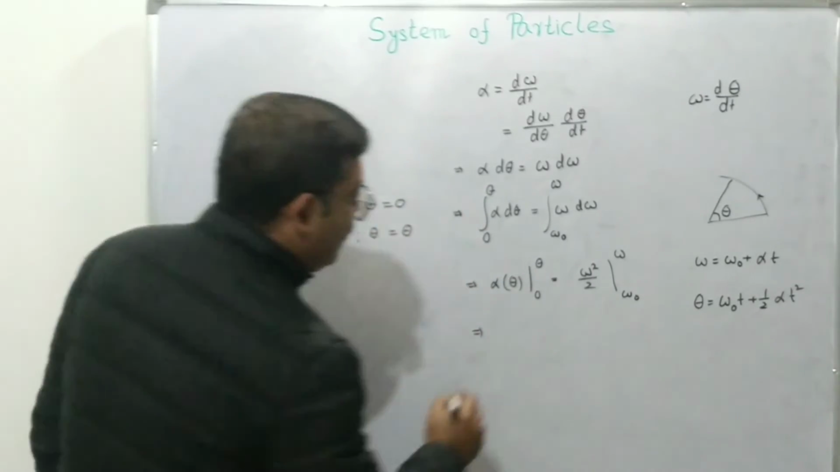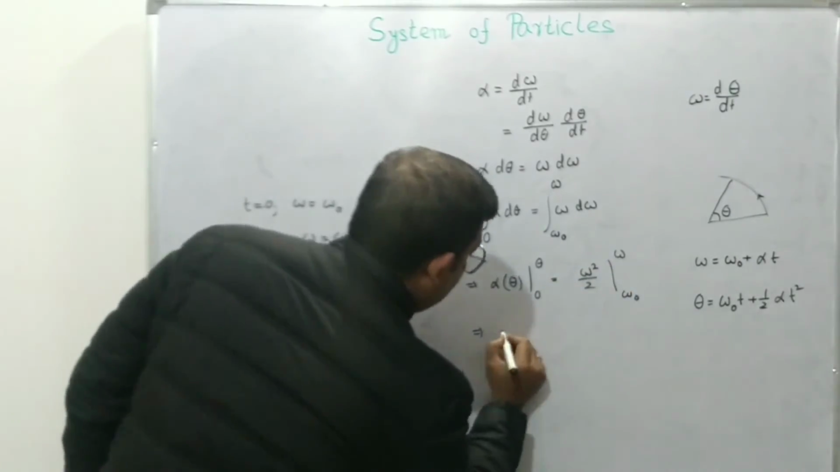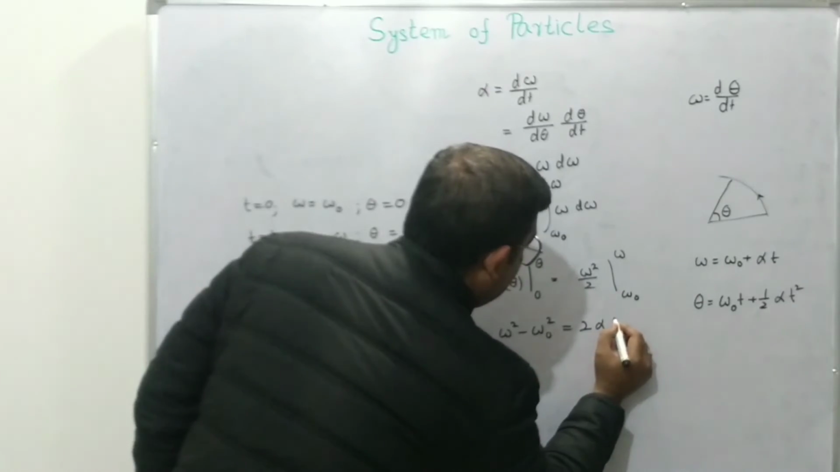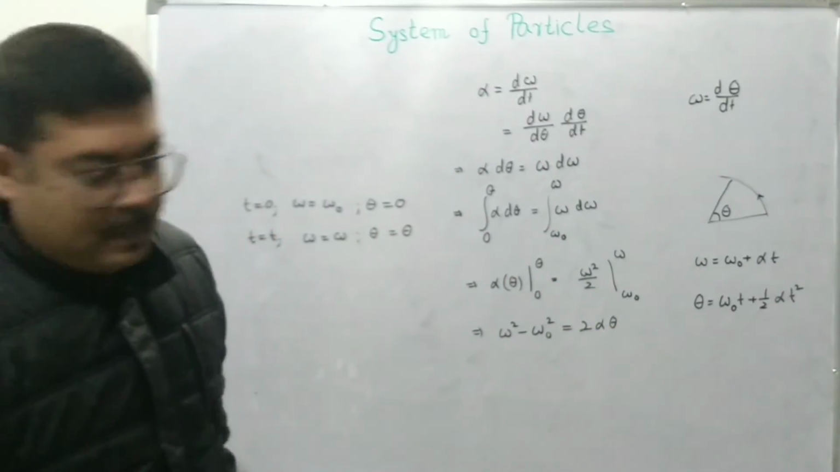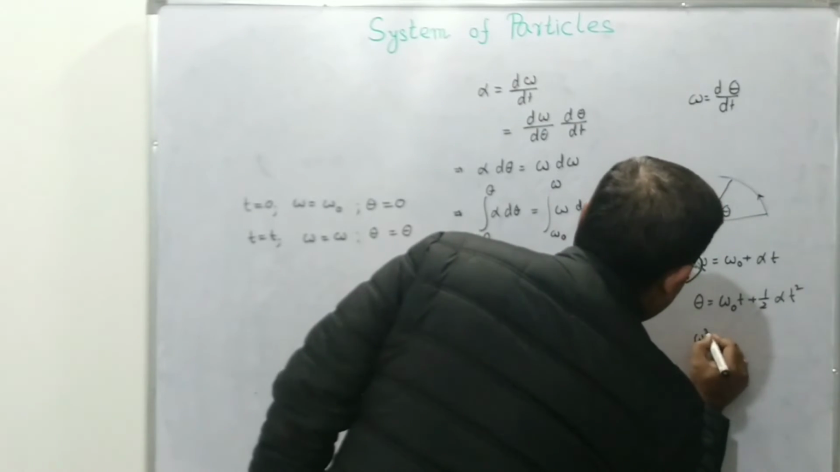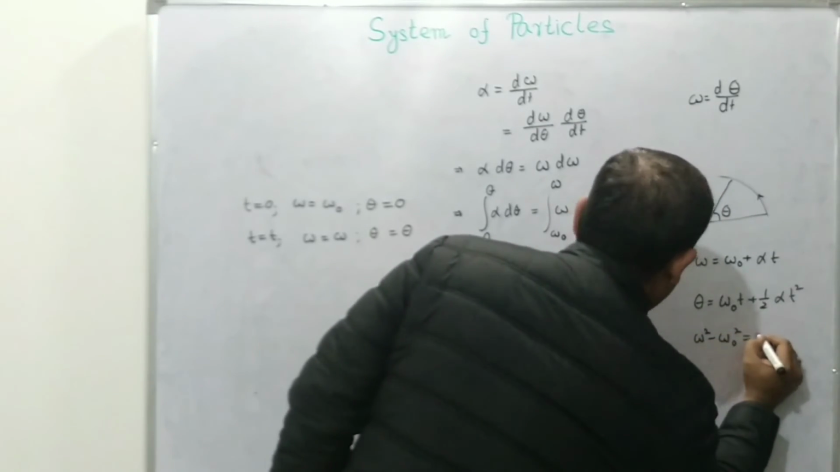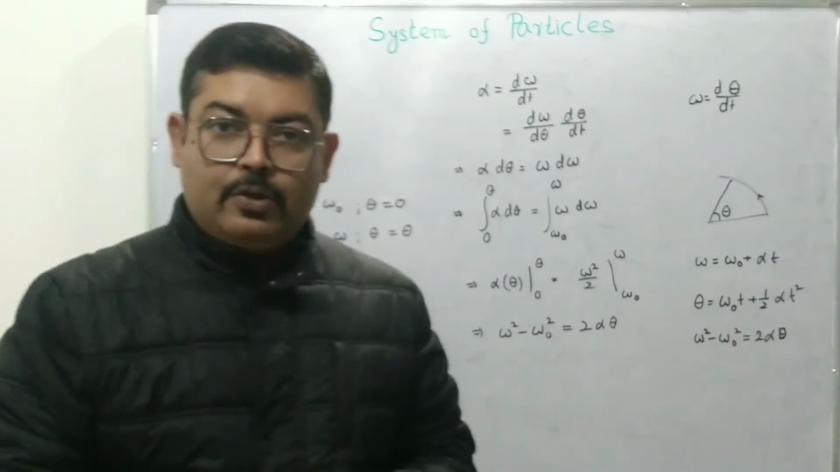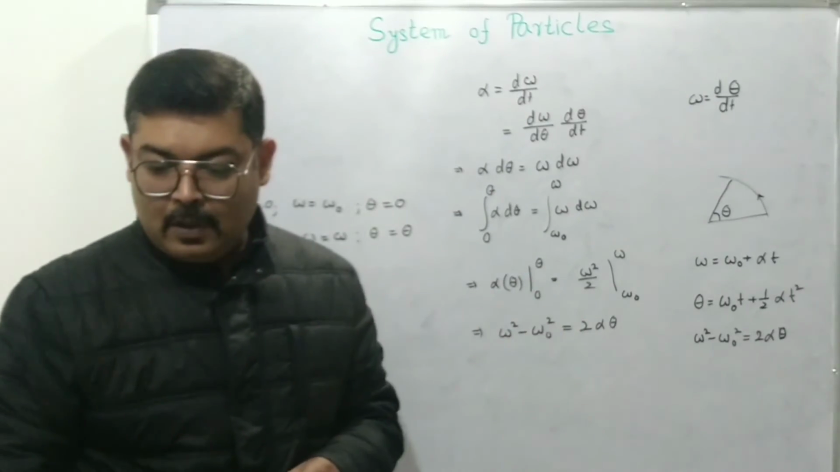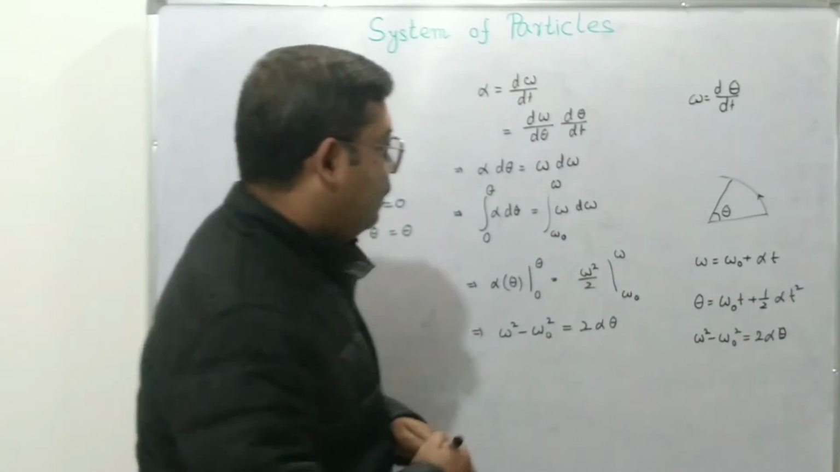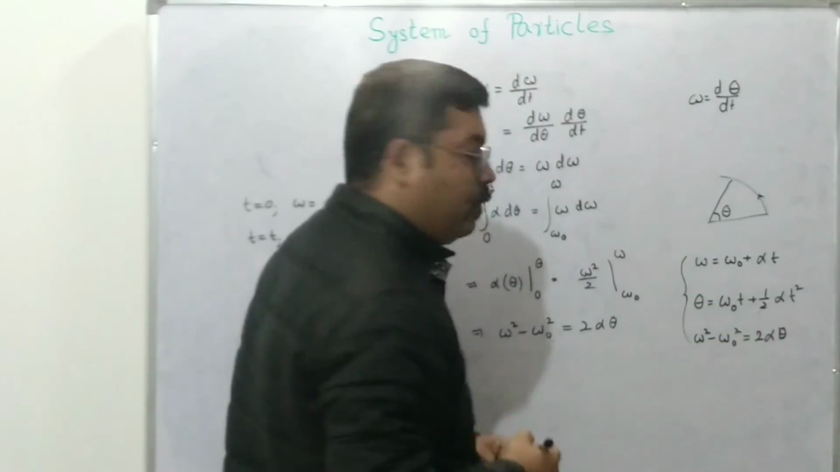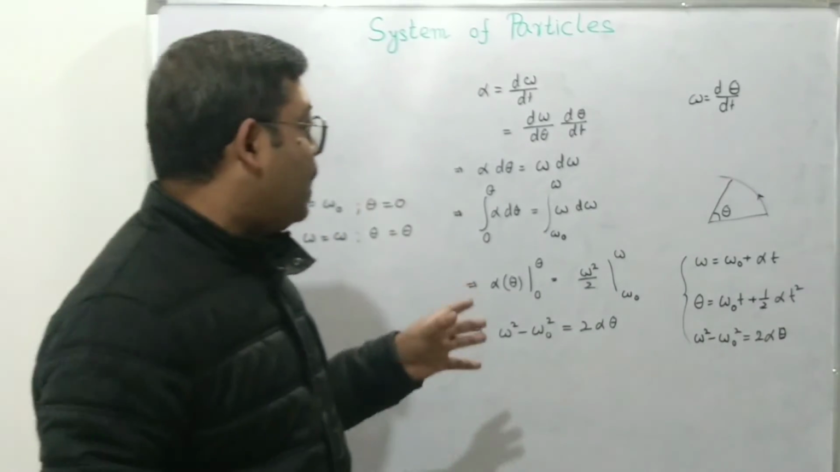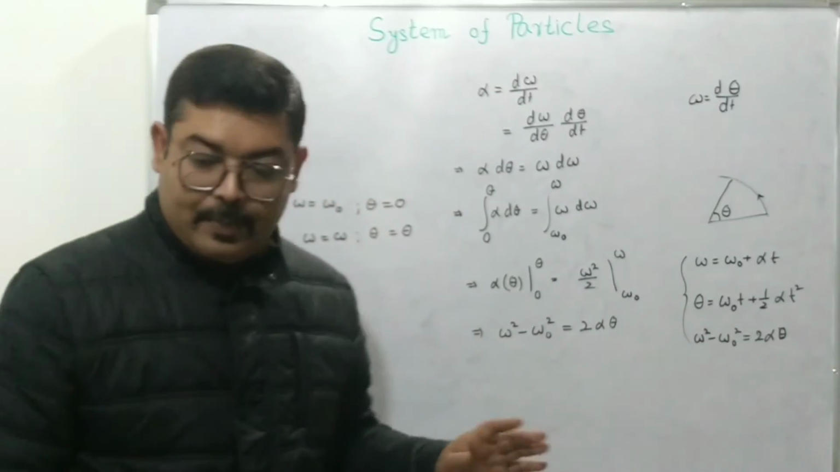Cross multiplication and rearrangement will give us omega squared minus omega naught squared equals 2 alpha into theta. That is our third equation: omega squared minus omega naught squared equals 2 alpha theta, like v squared minus u squared equals 2as. Right, these are the basic equations of kinematics for rotational motion, rotational kinematics. When a rigid body is moving in a circular path, these equations will come in handy.